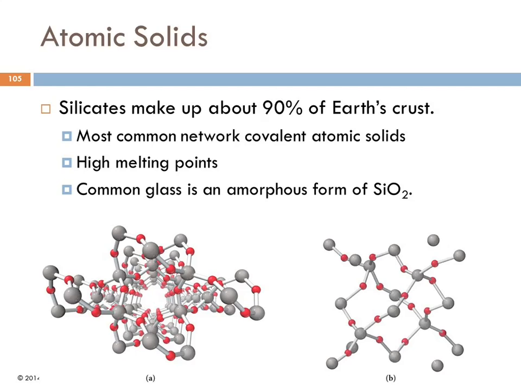Glass is an amorphous form of silicon dioxide. So you take this, and the silicates make these beautiful crystal structures. But if you melt them and cool them in the right way, you can form an amorphous form of them, and that's glass.